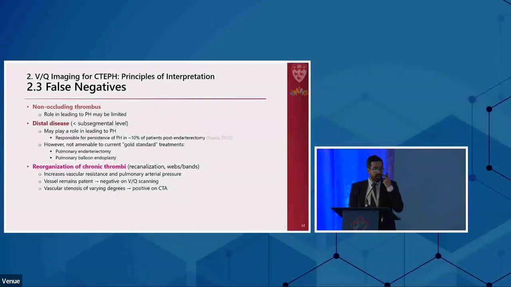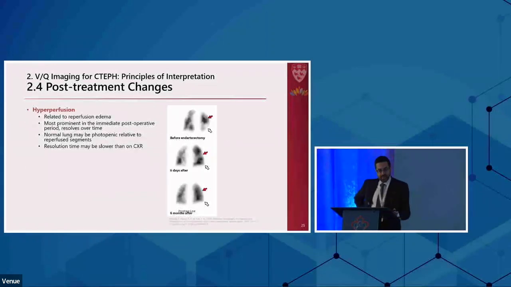Now, another false negative is when the chronic thrombi reorganize and there's collateral circulation, and there remains an abnormal VQ pattern, and that can be a false negative. But usually, this type is going to be positive on CT because they're going to see some clots, even though your VQ is not going to be positive. So it's important to know that after treatment, we have to be aware that there are post-treatment changes that can occur.